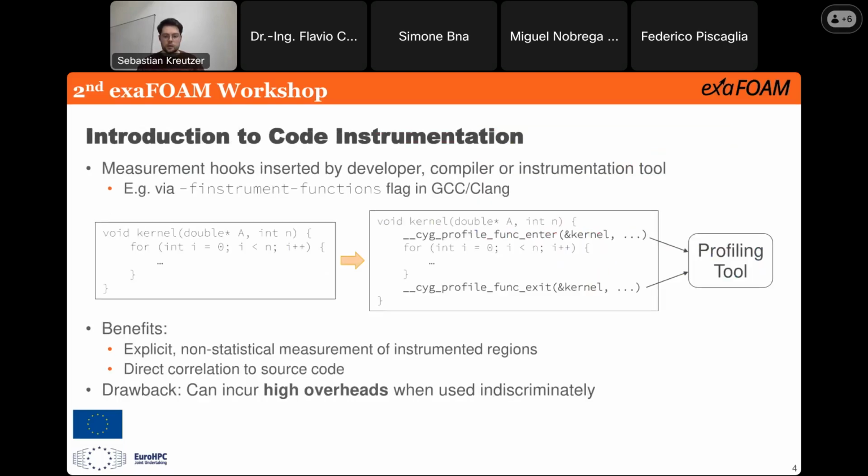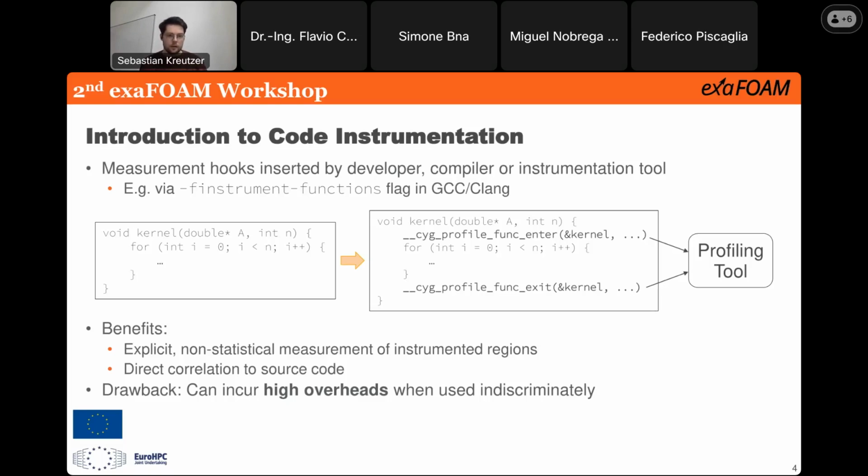So to clarify what I mean by code instrumentation: instrumentation means inserting measurement hooks either by the developer, by the compiler, or by some dedicated instrumentation tool. For example, in GCC and Clang, there's the -finstrument-functions flag, which inserts these measurement hooks at function entry and exit points. At runtime, these hooks then interact with the profiling tool, Score-P or otherwise, and record a trace or also flat call graph profiles.